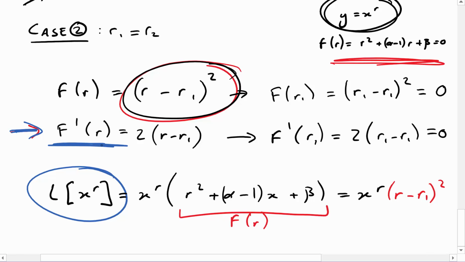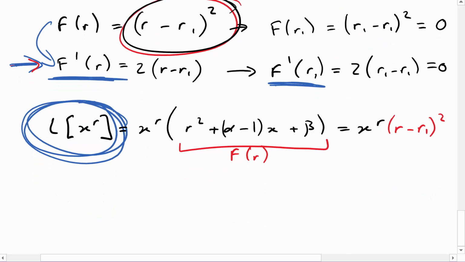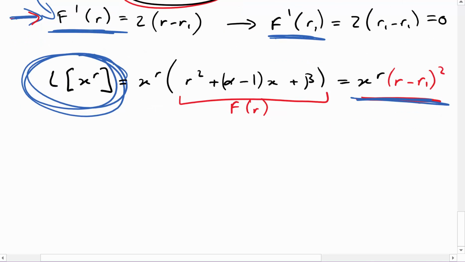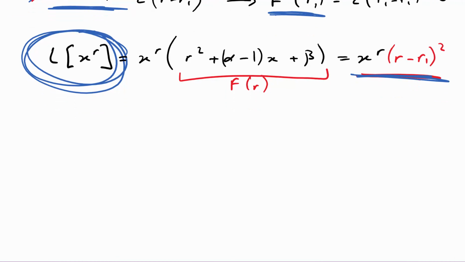It's exactly the same thing as I've done here. I've differentiated f and put r equals r1 into that. Now I'm saying, why don't I do the same with L of x to the power of r, and let's just see what happens. First things first, I need to differentiate with respect to r. So I'm looking at this thing here on the right, and I want to differentiate it with respect to r.